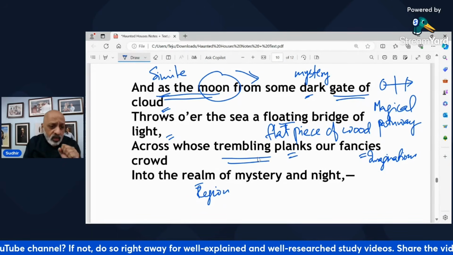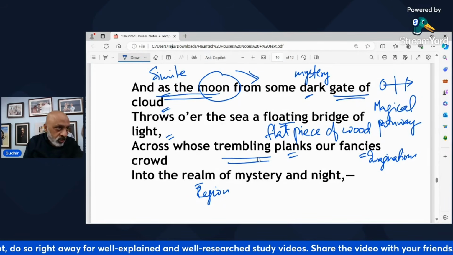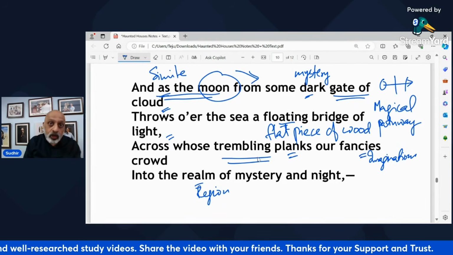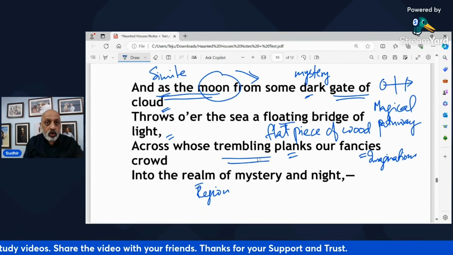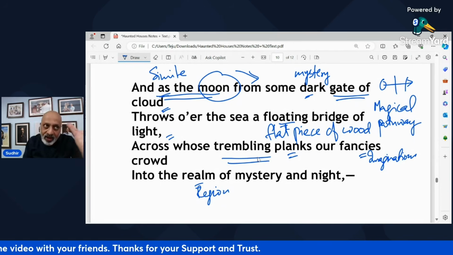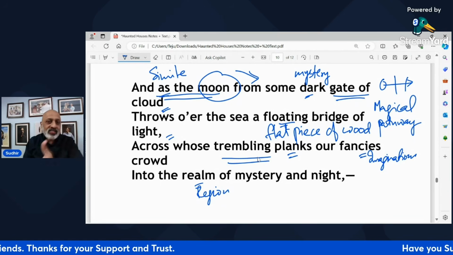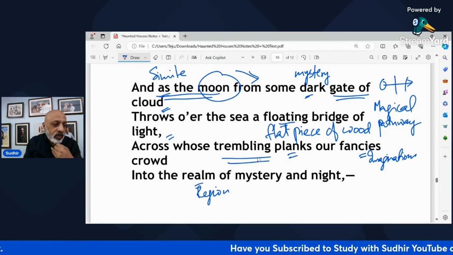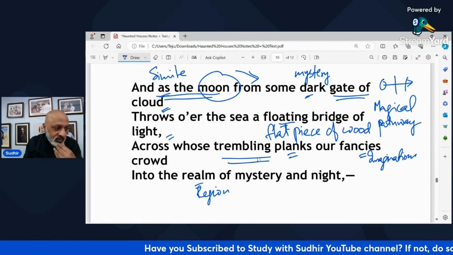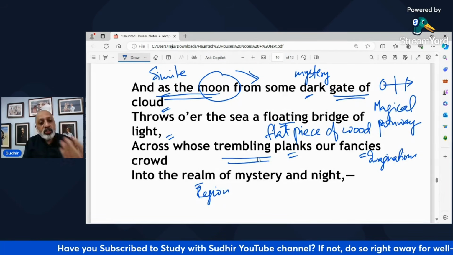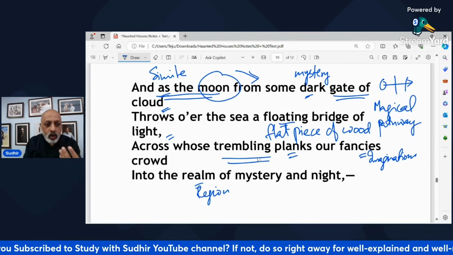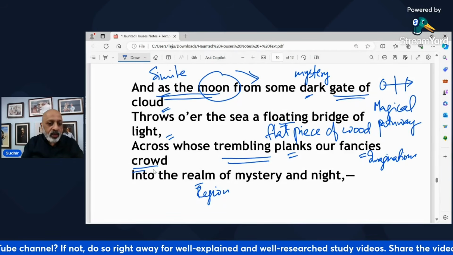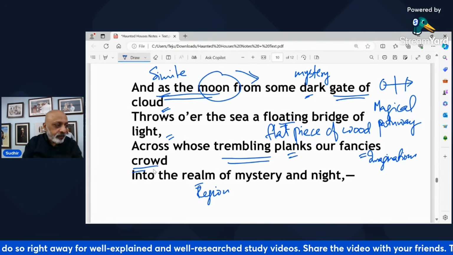Our fancies crowd means that the speaker is not just observing the moonlit path, their fancies are actively drawn to it. Their imagination is drawn to it. He's looking at it and imagining some kind of a world as a bridge. So they're eager to explore where it leads, and crowd suggests a rush of uncertain curiosity and a desire to venture into the unknown.